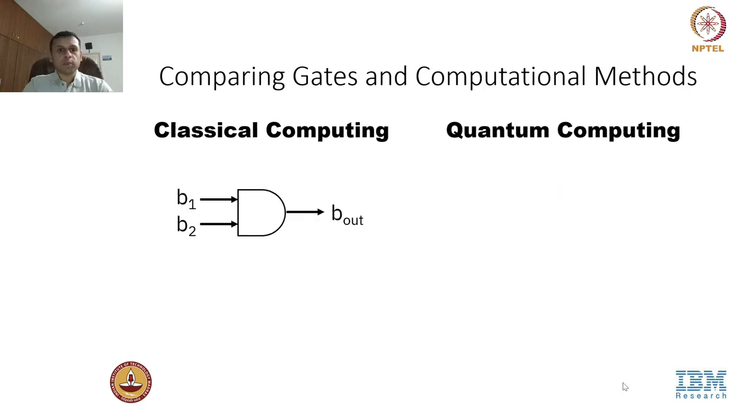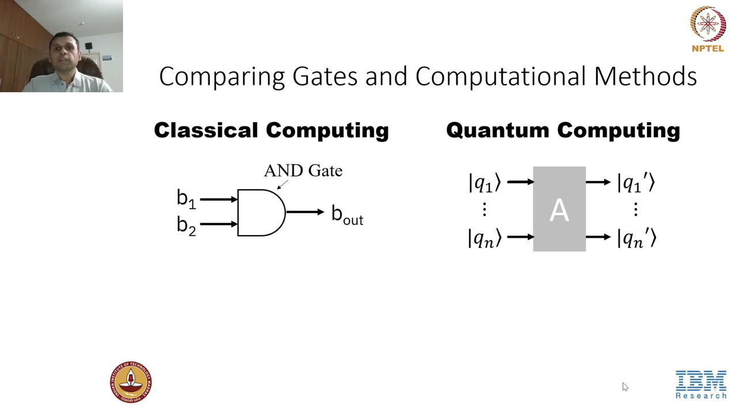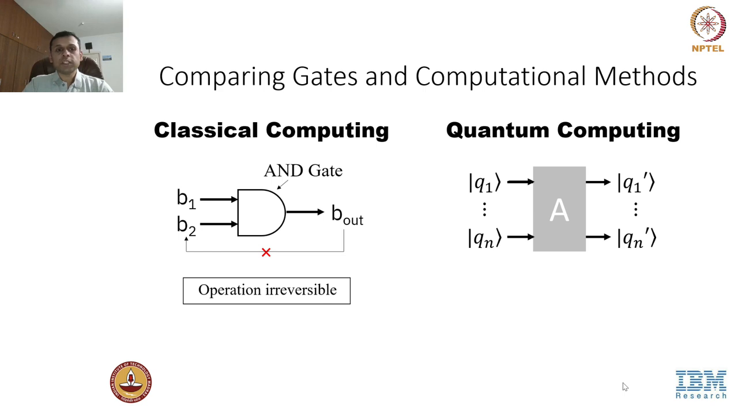Take another example from classical computing, the AND gate. And here is a rough equivalent in quantum computing, where you can have a set of qubits, or a multi-qubit state, to which a quantum gate can be applied, and which gives you a multi-qubit state as output. Now, in classical computing, when we take B1 and B2 as inputs and produce B out as an output from the AND gate, this operation is irreversible. Once you get B out, you cannot actually recover B1 and B2 from B out.